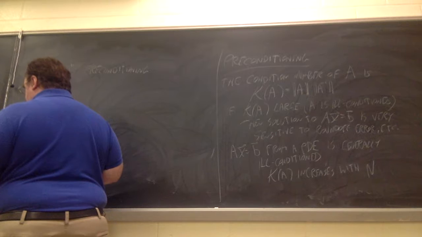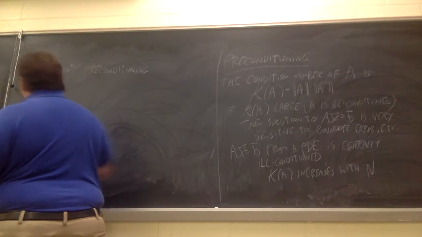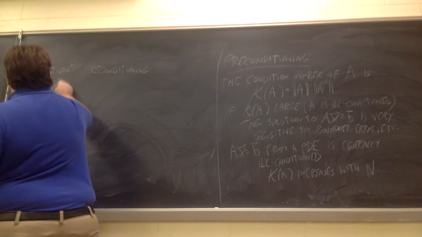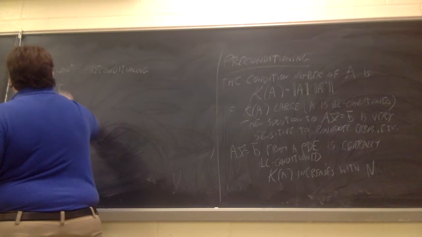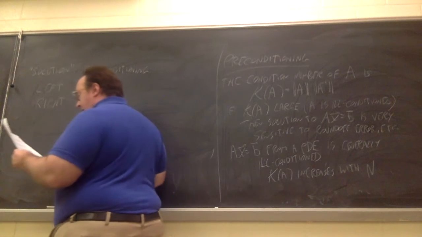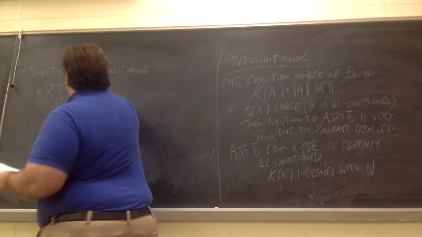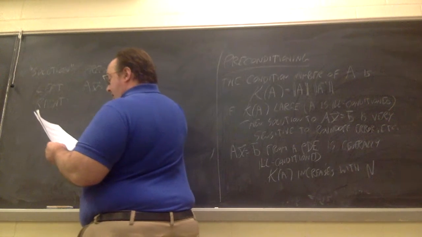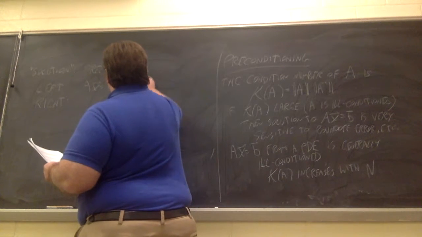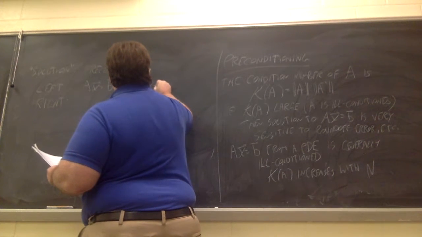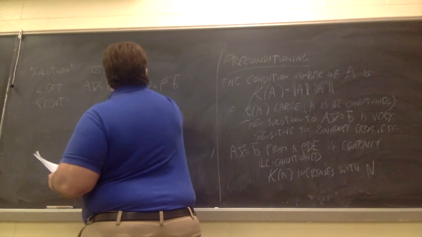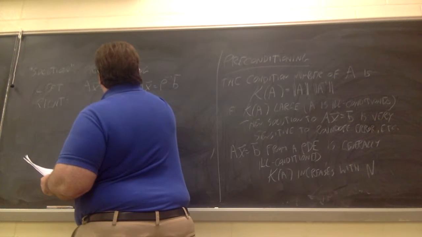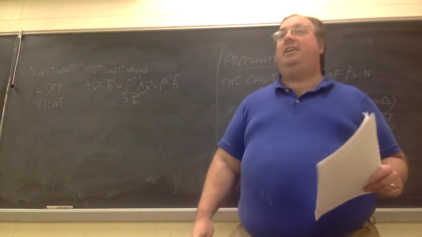So the idea is, there's two types of preconditioning, left and right, and you could use both together. In left preconditioning, all you're doing is multiplying both sides by some matrix P inverse, so that hopefully this matrix is closer to identity.